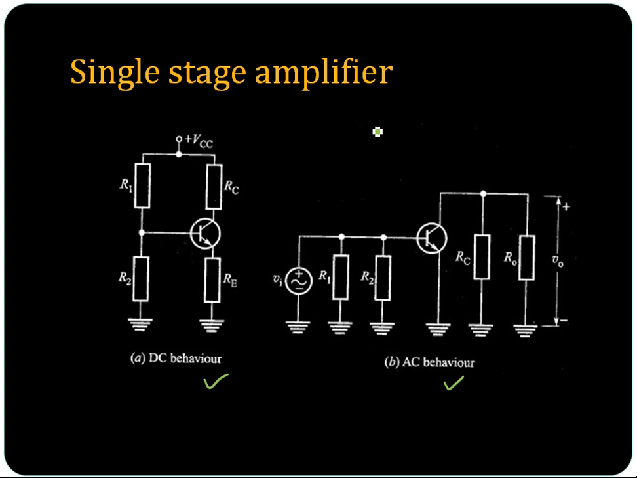You can express this AC behavior in this format. You have the input signal, and R1, R2 in parallel, and RC, RO in parallel. Why? Because the DC sources are shorted for the AC analysis. This is like applying the superposition theorem to this particular circuit. You are superimposing the DC behavior and AC behavior together to form the final circuit. So in order to analyze, you have the DC behavior and AC behavior circuits in this manner.